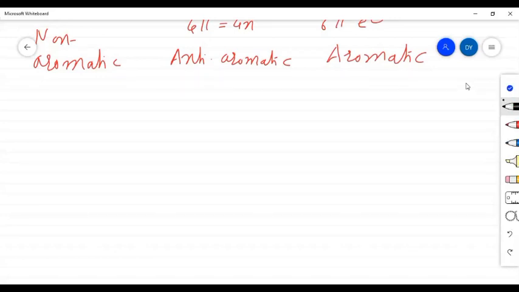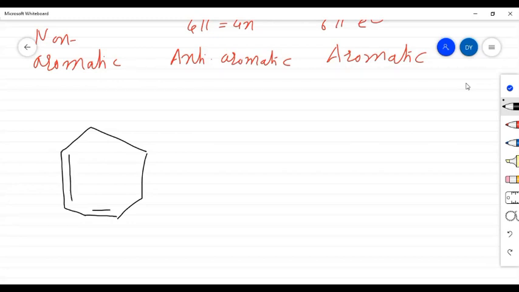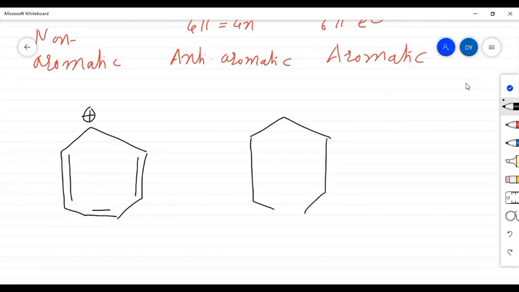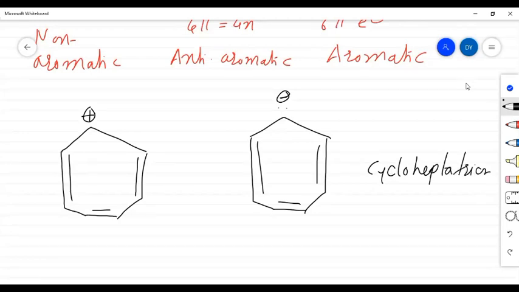Now, another example we're going to take. Here I am going to write a positive charge. Then another example of the same molecule. As you can count here, a total of 7 carbon atoms are there. So what is the name of this compound? Cyclohepta, because 7, triene, because 3 double bonds are there. This is also called the tropylium compound, or if it is an ion, then it is the tropylium anion and tropylium cation.